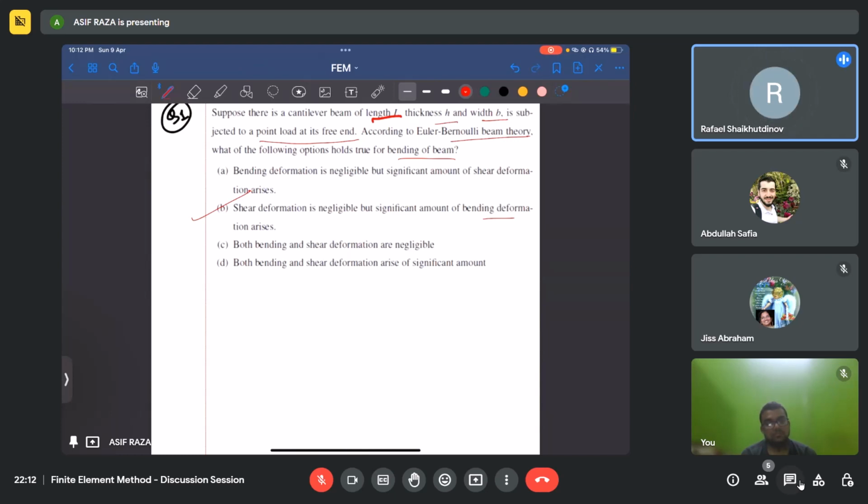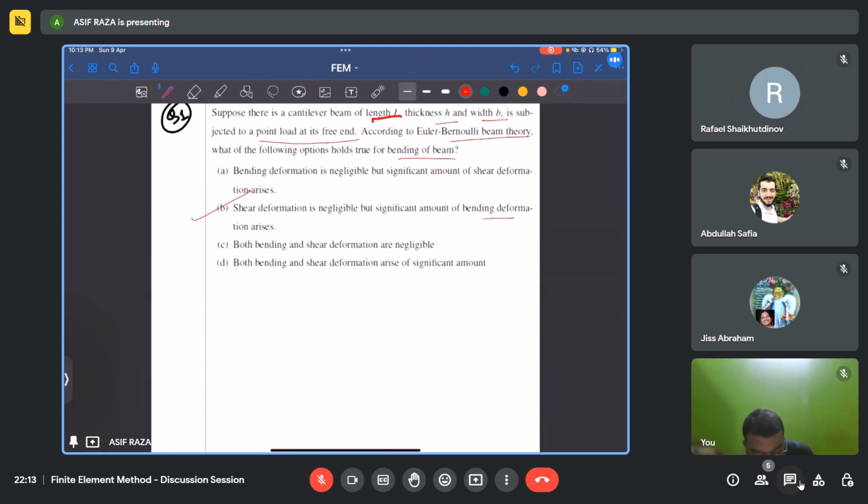This is not clear to me because in the theory of elasticity, sometimes some shear is present even in Euler-Bernoulli theory, and this is not clear to me because in the classical strength of materials course we are not dealing with shear even if we have a point load.